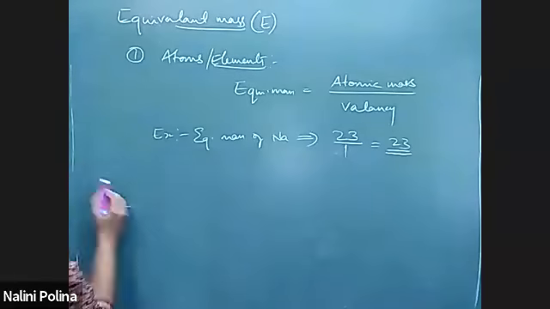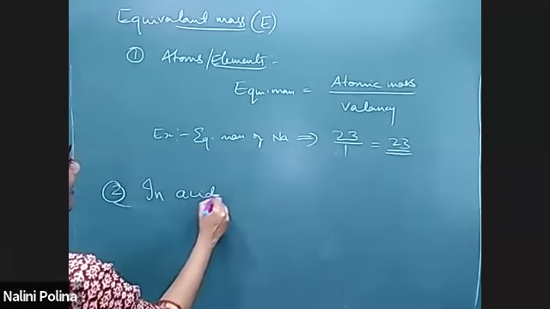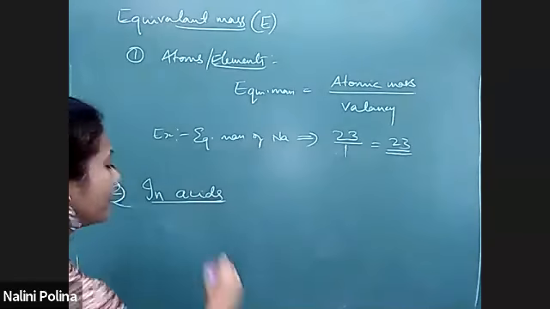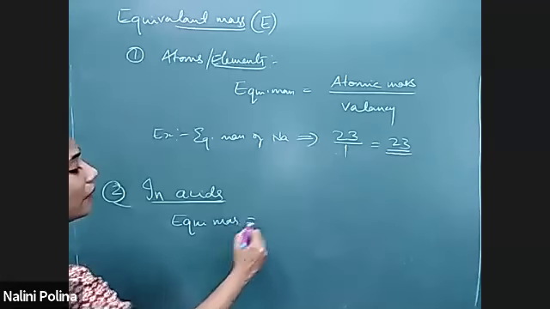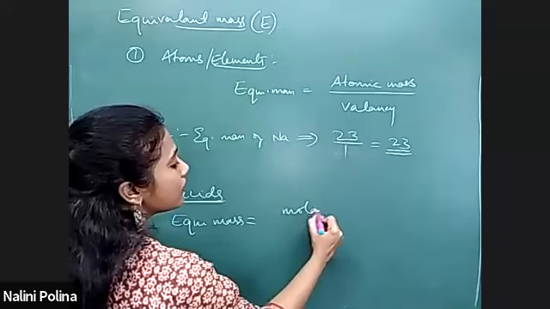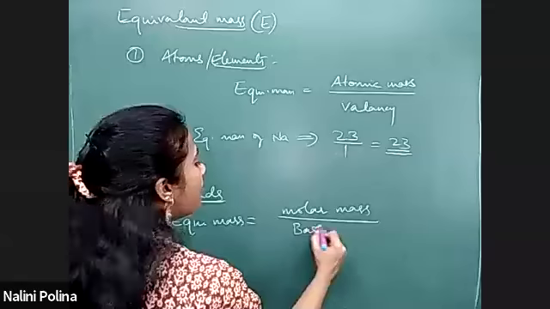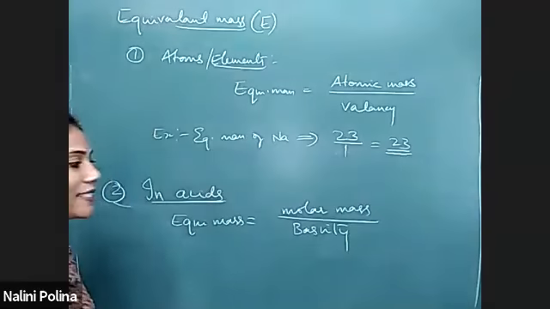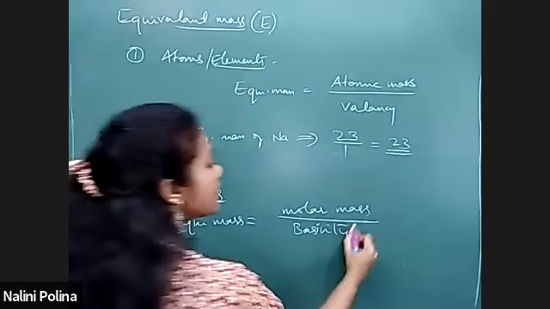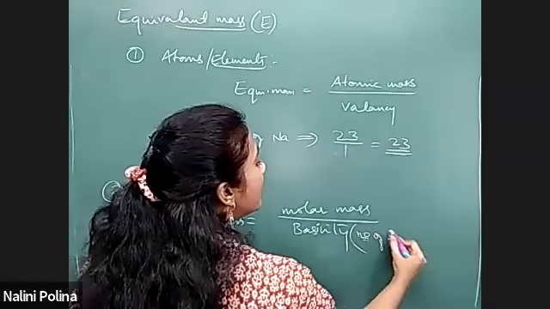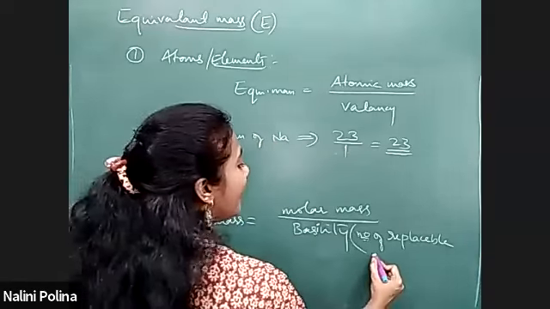And now in case of acids, okay, in acids equivalent mass can be found with the formula molar mass divided by basicity. Molar mass divided by basicity. Can you tell me what do you mean by basicity here? Basicity means number of replaceable H plus ions.